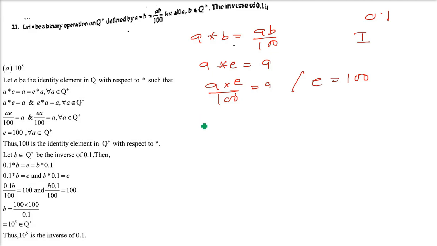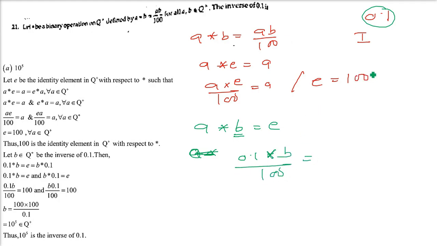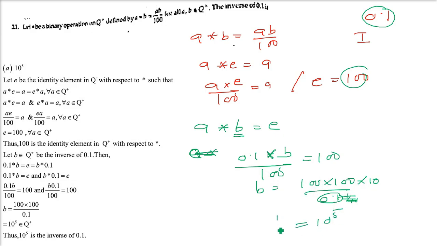Now for the inverse, if we operate A with B and we get the identity element, B will be the inverse of A. So if we operate 0.1 with some X or B, we should get the identity element, that is 100. Then B is the inverse, so B will be 100 into 100 divided by 0.1. This is 1 by 10, so 10 goes up. This will be equal to 10 to the power 5. So B, 10 to the power 5, is the inverse of 0.1.